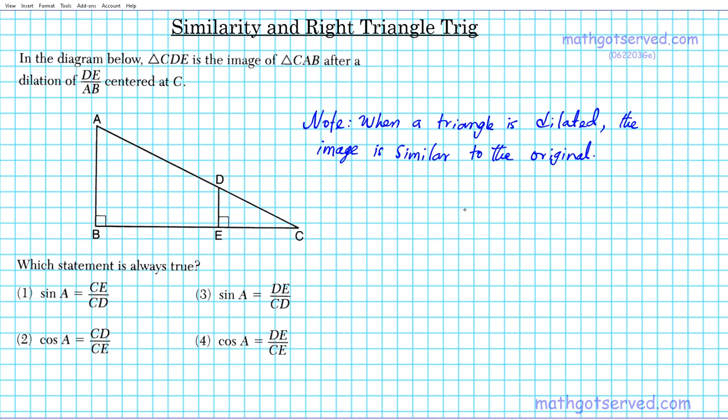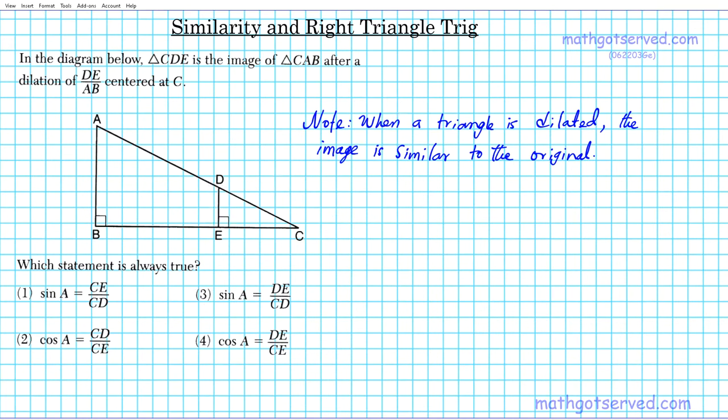While we're talking about similarity, if you take a look at the options that we have here, we're basically finding the ratio of the sine of A or cosine of A. We're actually looking at the ratios of the original object, so we're going to take some information from the image and use it to answer the question concerning the original. Sine A and cosine A are in reference to the bigger triangle, which is the original one. So what information can we get from the smaller one that's similar to the bigger one that can help us to find which of these ratios is correct?